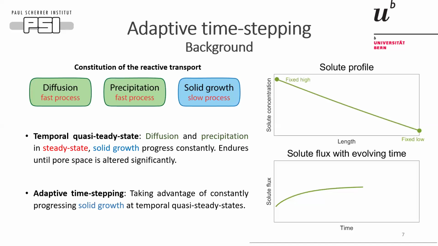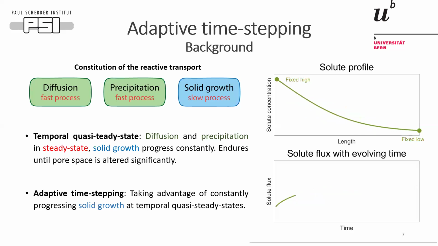So that's where the adaptive time-stepping algorithm comes in. This reactive transport model consists of diffusion, precipitation, and solid growth. In this video here, you see the concentration profile in 1 dimension, and there's a fixed high concentration on the left and a fixed low concentration on the right side. This chemical gradient is balanced by diffusion through a solute flux, which starts to increase and then reaches a steady state, here in red, of constant solute flux. This constant solute flux then also leads to a constant precipitation rate on every voxel.